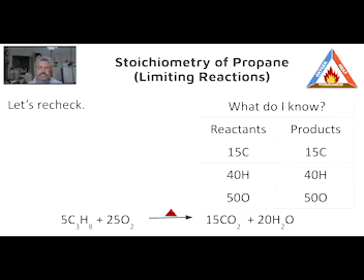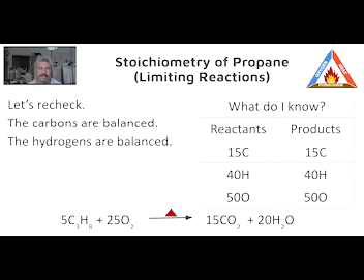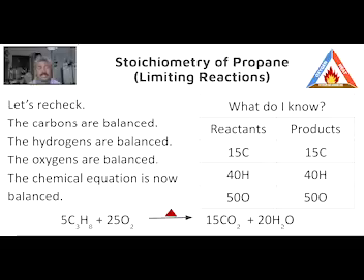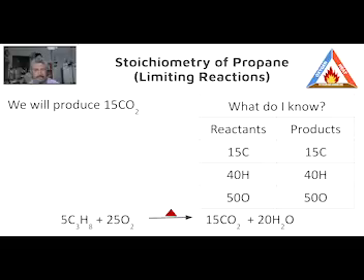Now let's go back and recheck our numbers. What do I know? There are 50 moles of carbon atoms for the reactants. There's also 50 moles of carbon atoms for the products. The carbons are balanced. There are 40 moles of hydrogen atoms for the reactants and 40 moles of hydrogen atoms for the products. The hydrogen atoms are balanced. There are 50 moles of oxygen atoms for the reactants, as well as 50 moles of oxygen atoms for the products. The oxygens are balanced. The chemical equation is now in balance. We will produce 15 moles of carbon dioxide gas.